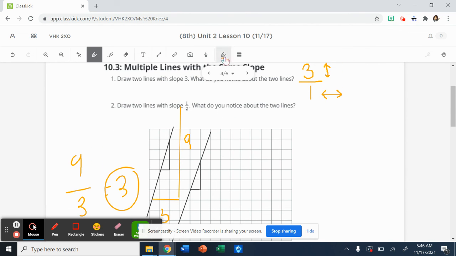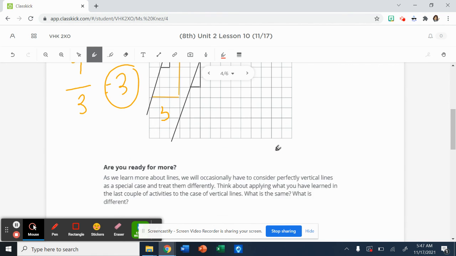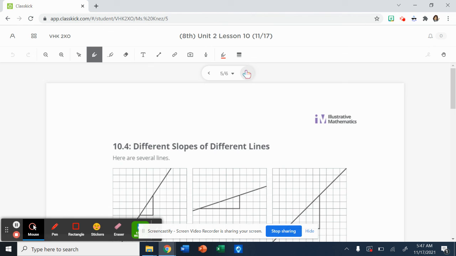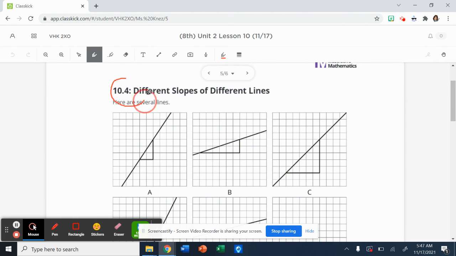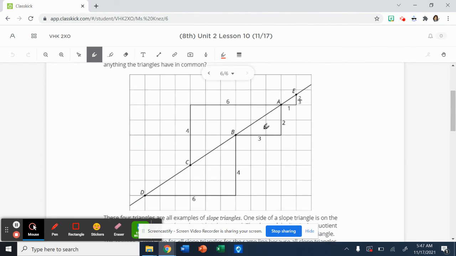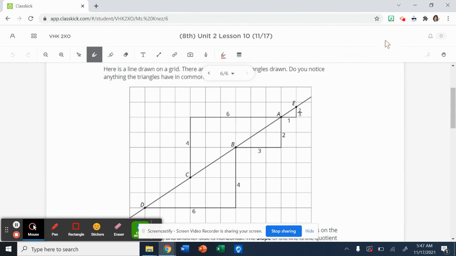So I want you to go ahead and try this slide for question 2. Draw two lines with a slope of 1/2. Remember, this is going to be rise. The vertical is 1 over horizontal is 2. When you're finished with slide 4, you can give 10.4 a try. You're matching slopes of lines. And there's a lesson summary on slide 6. When you're finished with all that, make sure you take a look at the exit ticket for today, which is posted in the Schoology folder, along with tonight's homework.